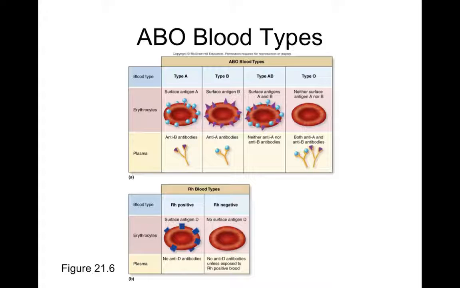We only talk about A, B, and Rh because those are the big ones. They're most likely to cause an immune reaction. But there are other varieties. So cross-matching is a little bit more complicated than what we're going to talk about today. But this is sort of the basis.